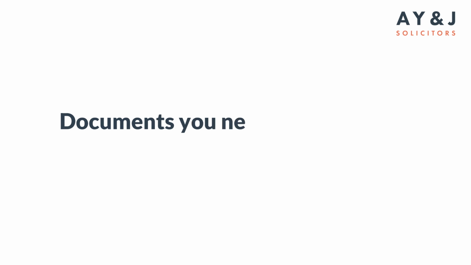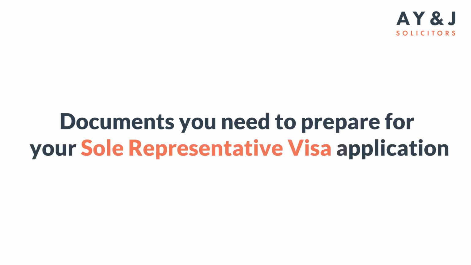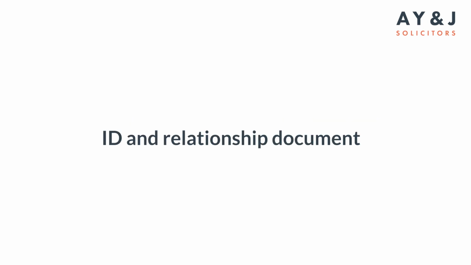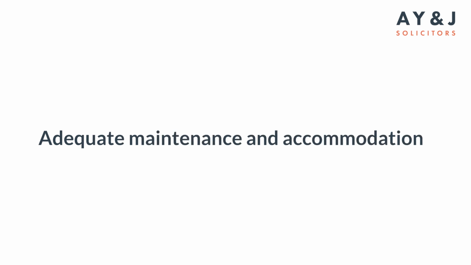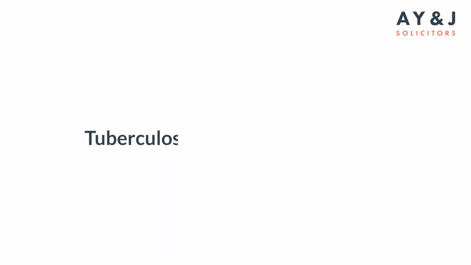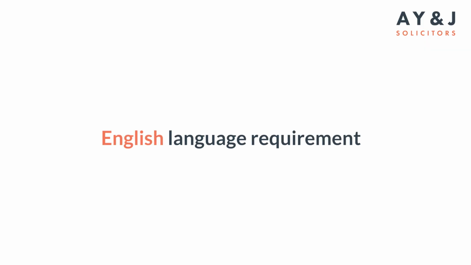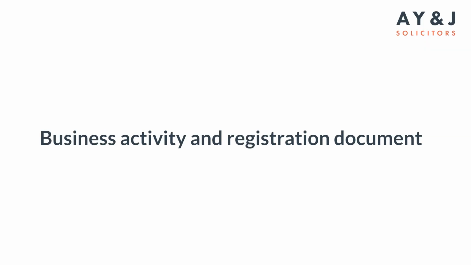So how many categories do we have? In my view, we have 6 categories of documents you need to prepare for your sole representative visa application. Number 1 is ID and relationship documents, and number 2 is adequate maintenance and accommodation. Number 3 is the tuberculosis screening certificate, not applicable for all nationalities, but some nationalities need to provide a TB test certificate. Number 4 is the English language requirement.